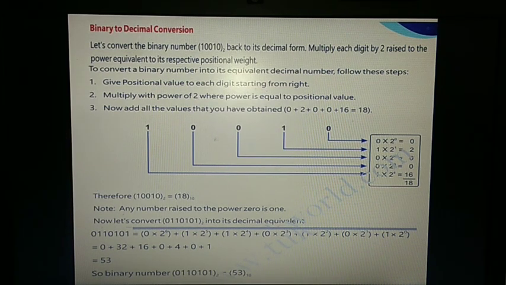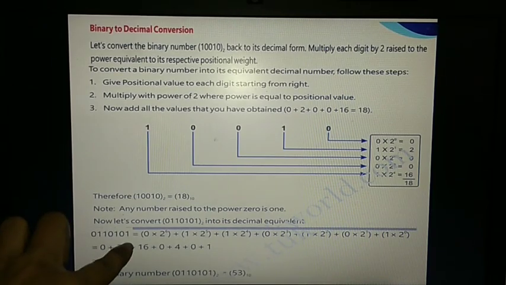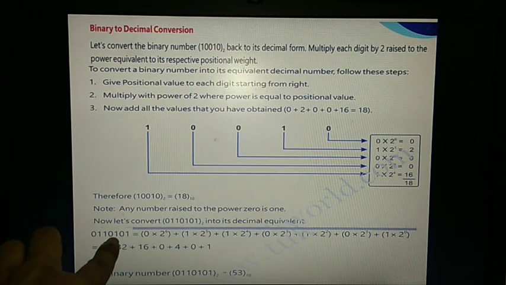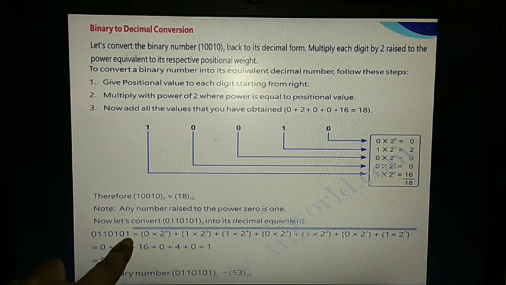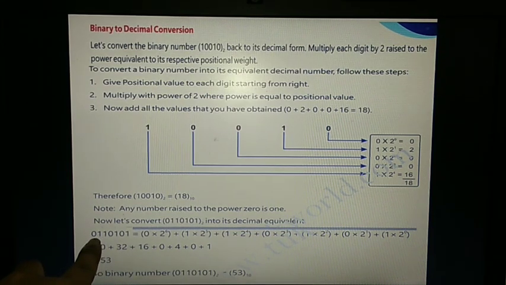So always count the position from the right hand side of a binary number. So your position starts from 0, 1, 2, 3, 4, 5, 6. Okay. Always have a position counting of a binary number from the right hand side. That is 0, 1, 2, 3, 4, 5, 6.